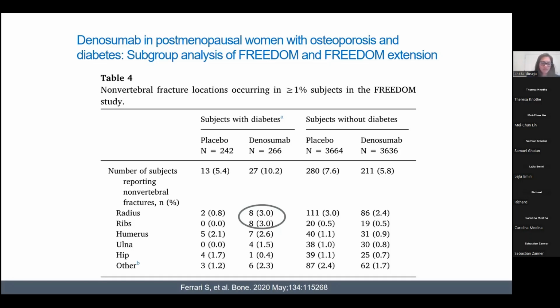Vertebral fractures were prevented in diabetes just like in non-diabetics, but for non-vertebral fractures, there was an increase in the non-vertebral fracture risk. The fractures which were particularly predominant were in the radius and the ribs, as I've circled over here. The radius was found to be most important both in the Napoli paper as well as Ferrari's study as being possibly associated with particularly low bone turnover.